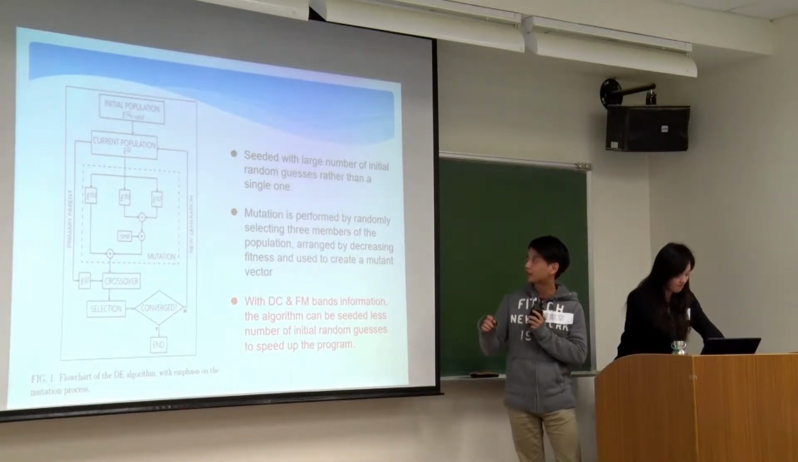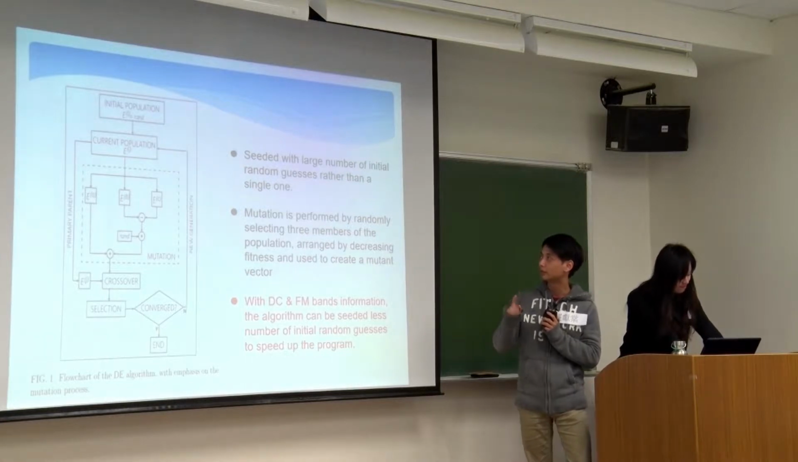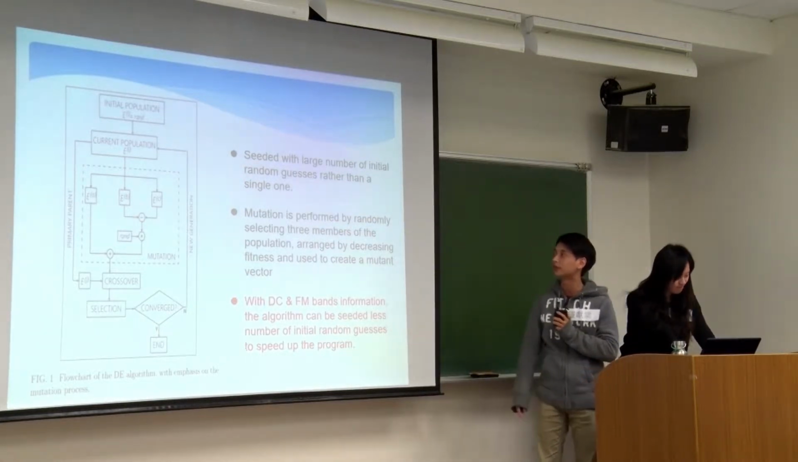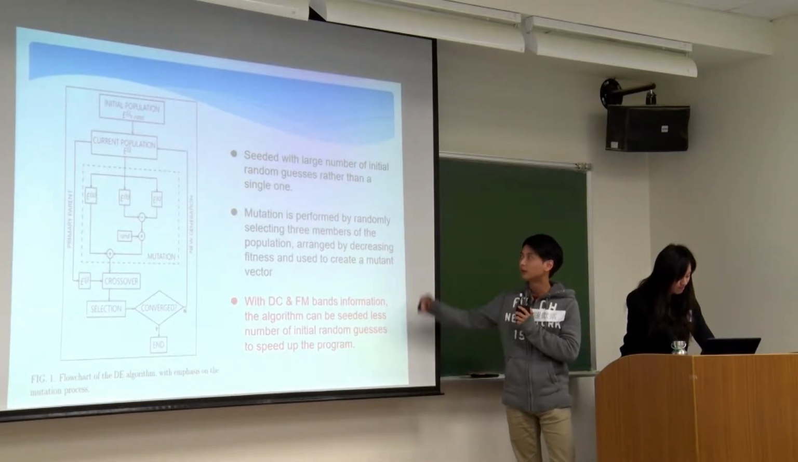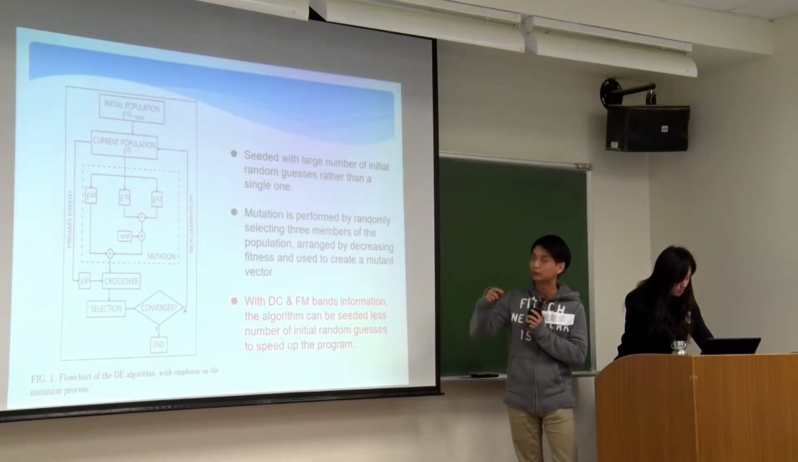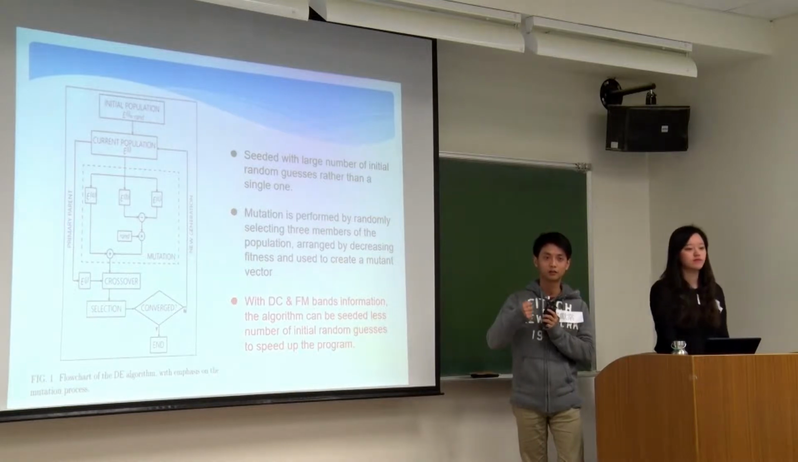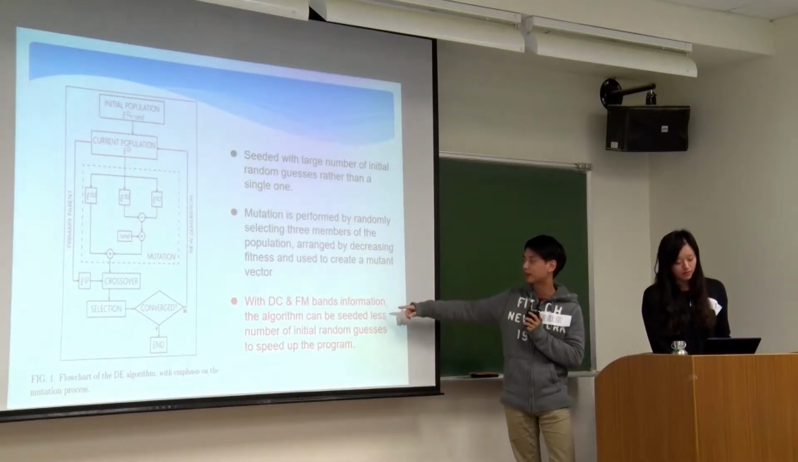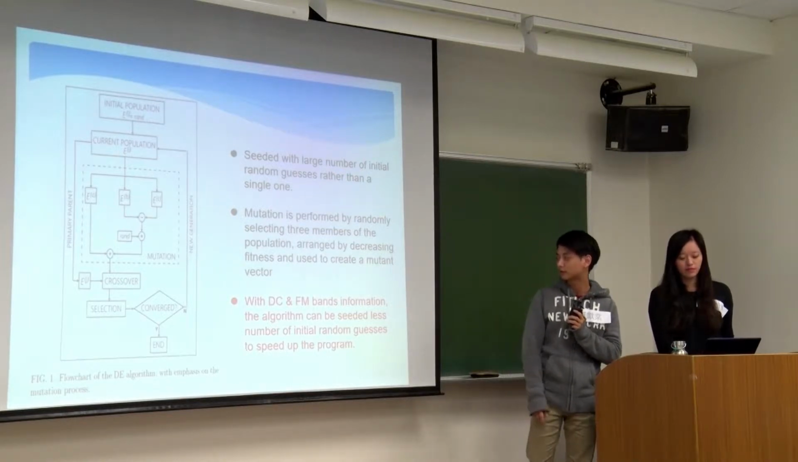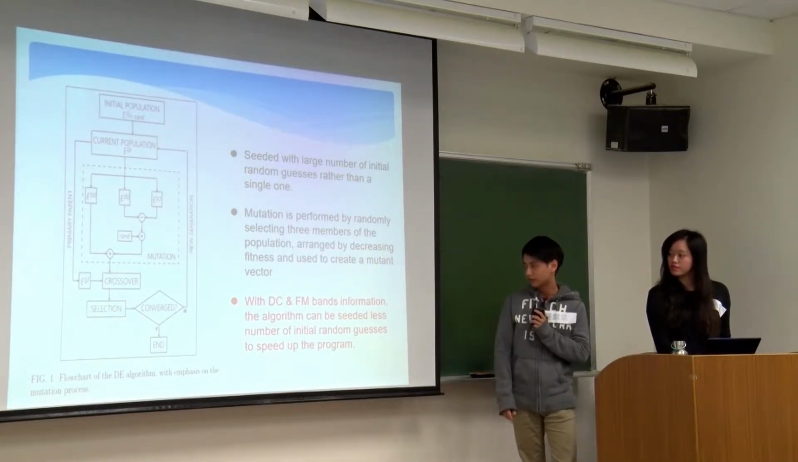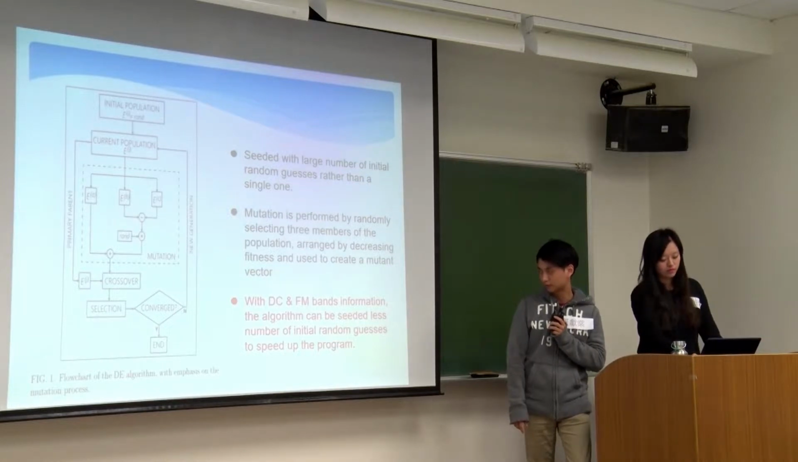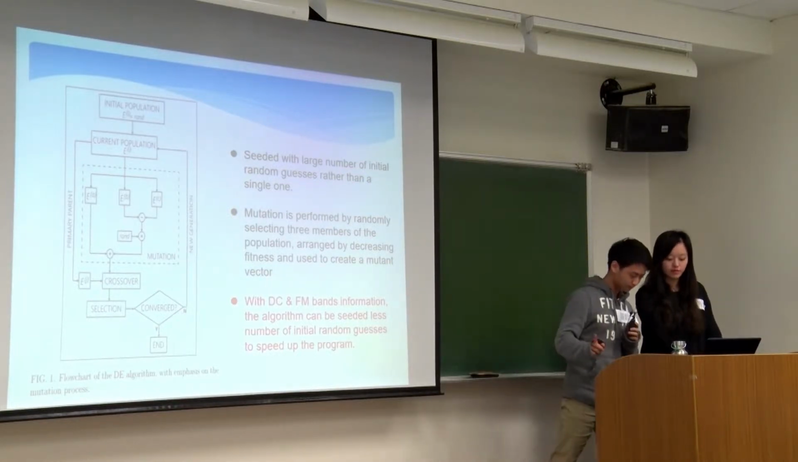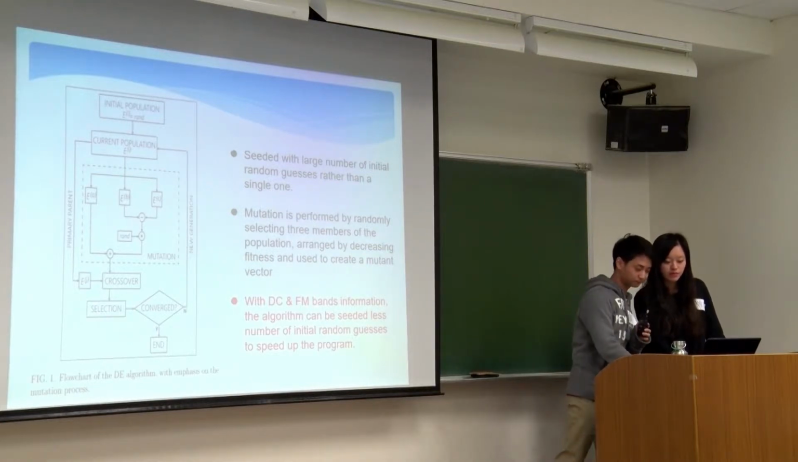So there are some key points. Seeding with a large number of initial random guesses rather than a single one can reduce the risk of local stagnation. And with DC and FM band information, the algorithm can be seeded with a smaller number of initial random guesses to speed up the program. Not surprisingly.